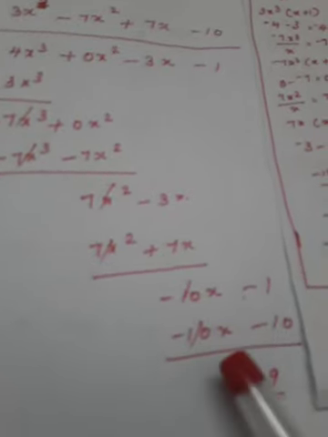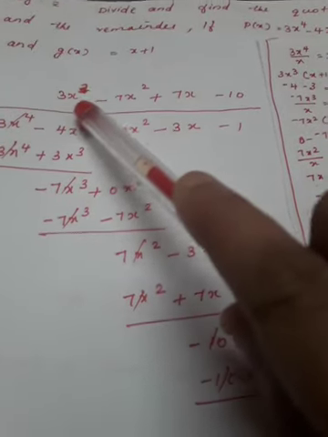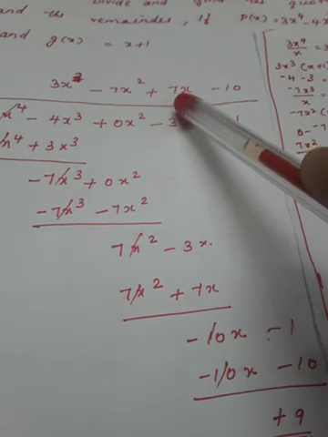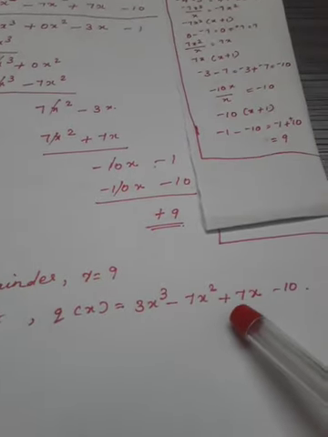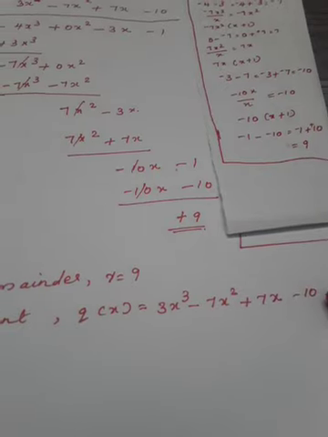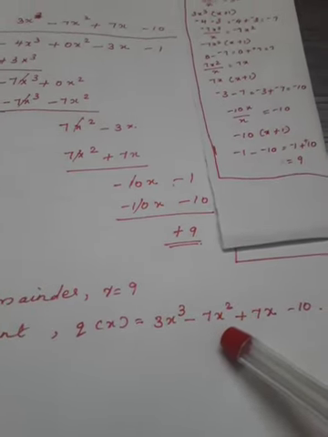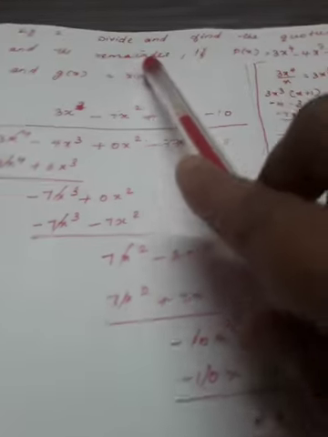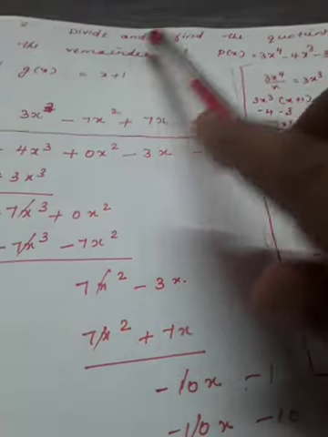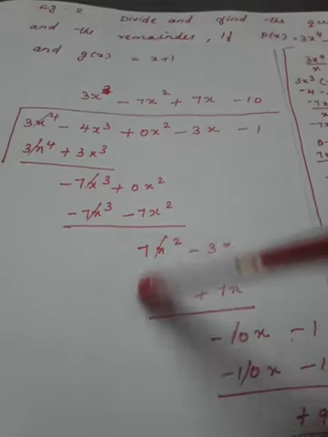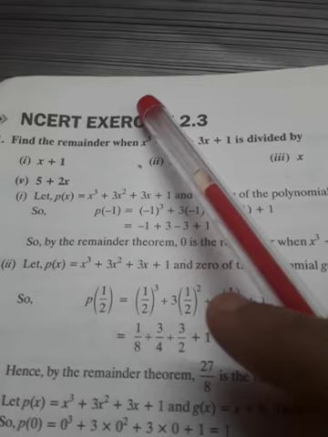So here the remainder is 9 and the quotient is 3x cube minus 7x square plus 7x minus 10. So the remainder is 9. Quotient is 3x cube minus 7x square plus 7x minus 10. This we got by the long division method, because in the question they ask divide and find. Divide and find. So we will do the long division.